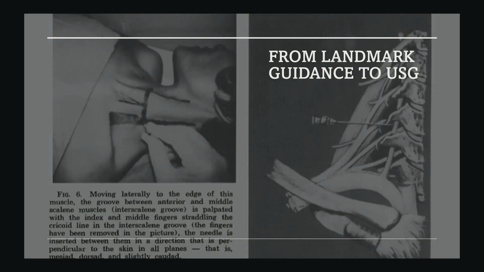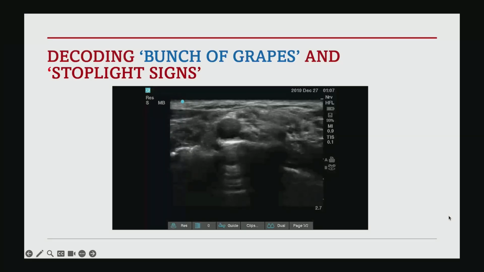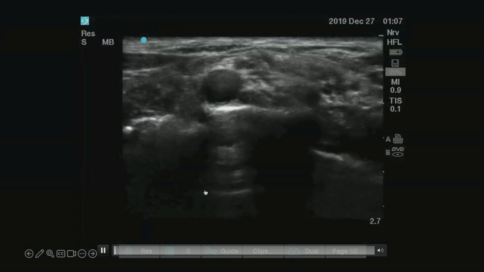It all started with Winnie. This was a landmark paper in 1970 where he identified this interscalene groove. So we are all people who started with landmark guidance, very interested in palpating this interscalene groove, which is of historical interest now with the advent of ultrasound. What we normally do is identify what is called the bunch of grapes and the stoplight sign.